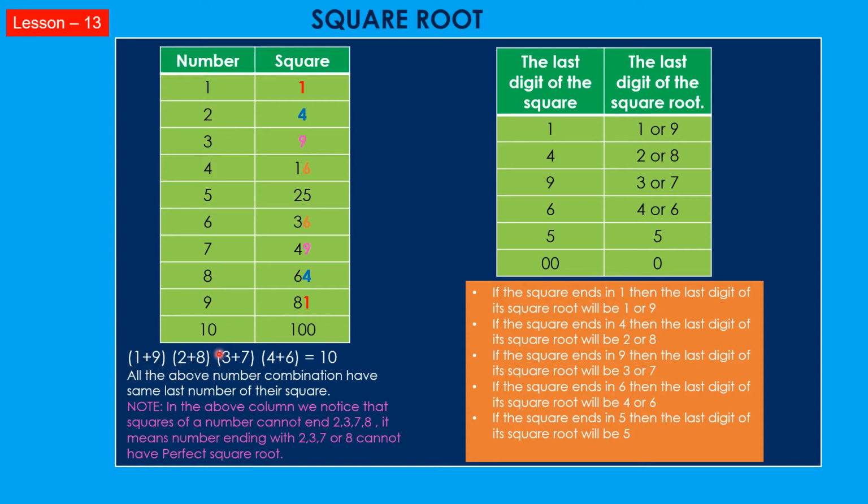Now you notice one thing: the combinations 1 and 9, 2 and 8, 3 and 7, 4 and 6. If you add each combination, you get 10. And all these number combinations have the same last digit in their squares.